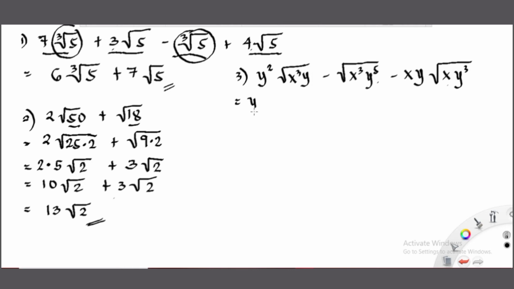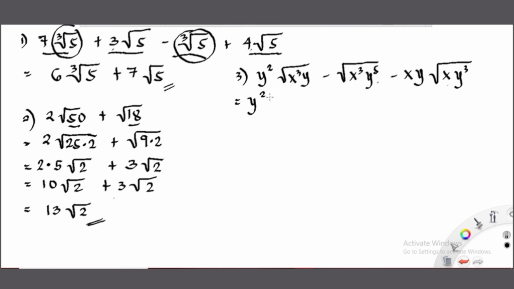So we will just copy y squared. And then, from the square root of x cubed y, ang x cubed ay pwede natin masimplify. So, if variable yung ating radicand, titingnan lang natin yung exponent. If ang exponent ay mas malaki kesa sa index, ibig sabihin, masisimplify yun. Pwedeng may lumabas. So, what we're going to do, since the index is 2, we will divide the exponent by 2. Alright, so 3 divided by 2 will be able to get 1.